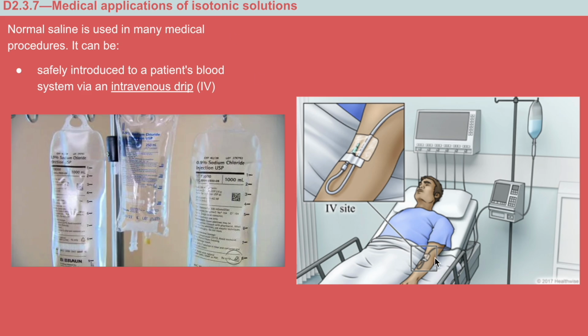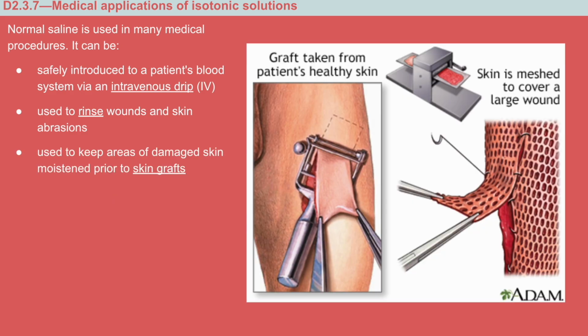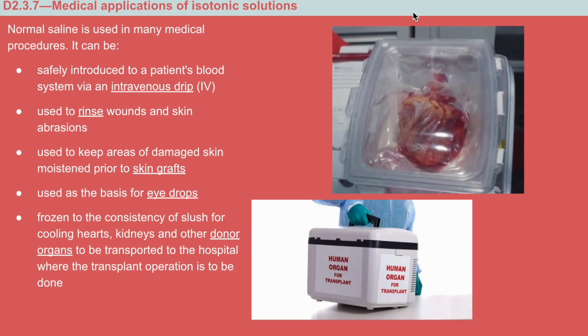If you're ever given an IV for rehydration, for example, that's going to be using that saline solution. We don't want to put just pure water into your blood, right? Or think about the resulting effects on your red blood cells. Saline then can also be used to rinse wounds and skin abrasions for the same reason. It can be used to keep areas of damaged skin moistened prior to skin grafts. And it's used as a basis for eye drops. Lastly, it can be used in a slushy form to package donor organs for transport between hospitals.